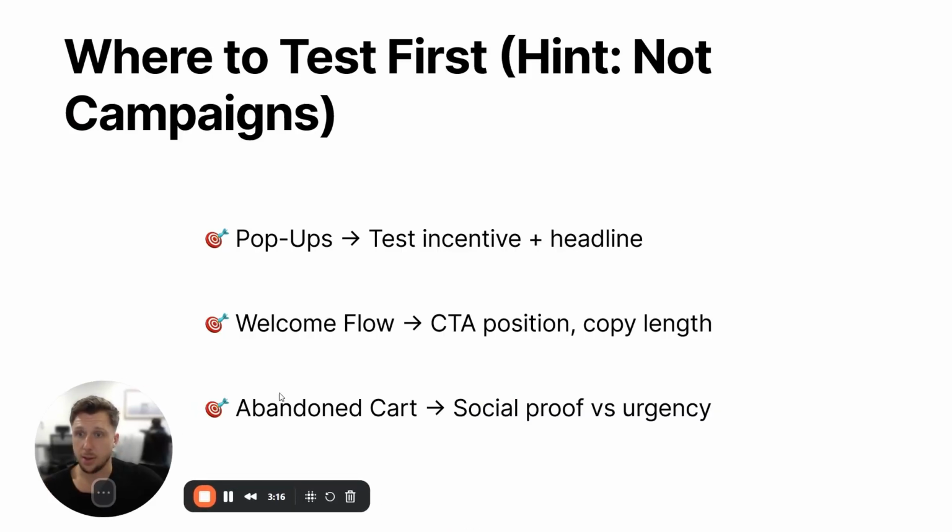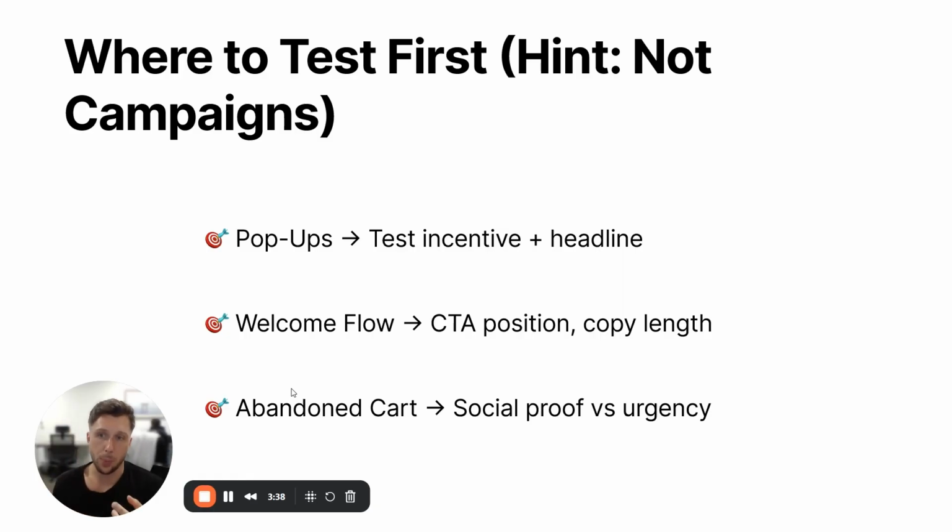So moving on to the next part. We know what to test, or at least we know where to start with the testing. We're doing one variable. What's next? Where do we test it? Usually people say, okay, we'll just test it on a campaign that we're sending out this week. No, don't do that. Before you get caught up testing subject lines in campaigns, focus on your flows. That's where the highest ROI lives. And here's where to start.